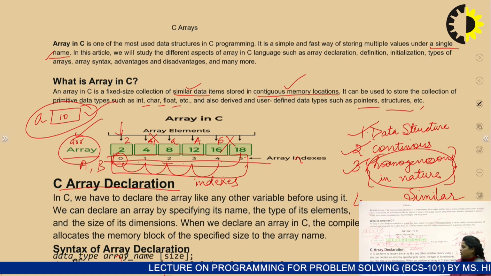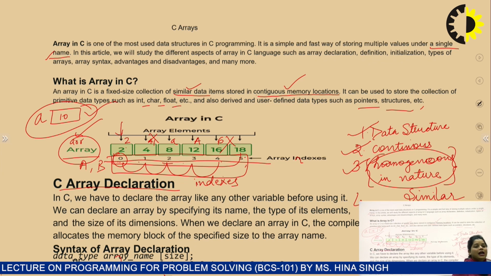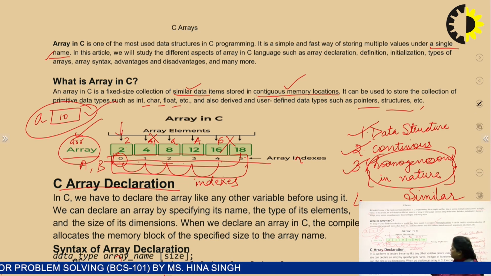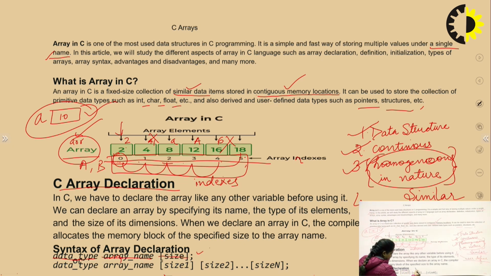Similarly, we can declare an array by specifying its name, the type of its elements, and the size of the dimension. When we declare an array in C, the compiler allocates a memory block of the specified size to the array name. First understand the syntax: data type, array name, and then size, and then a semicolon. The size we need to define under the square bracket. Let me give an example.